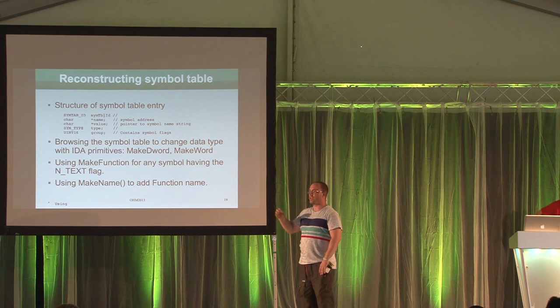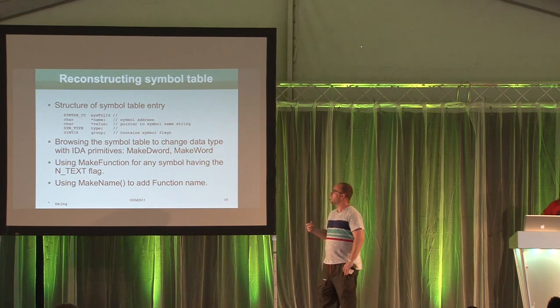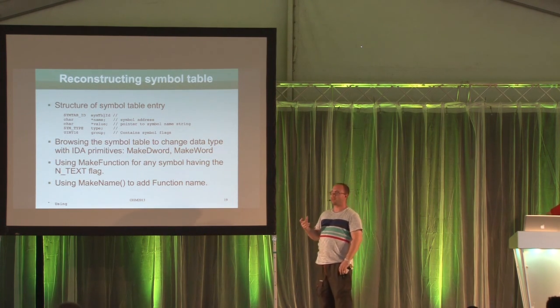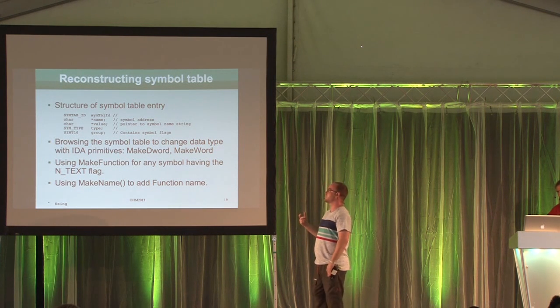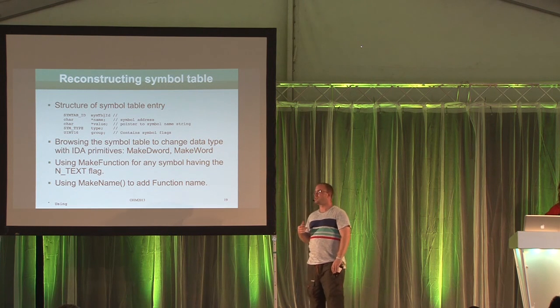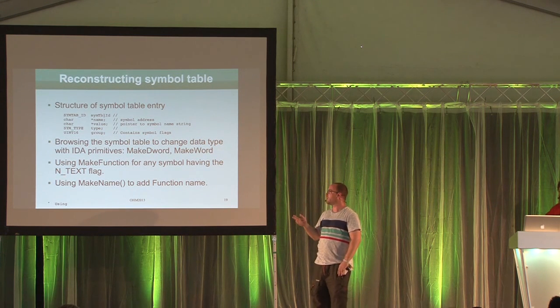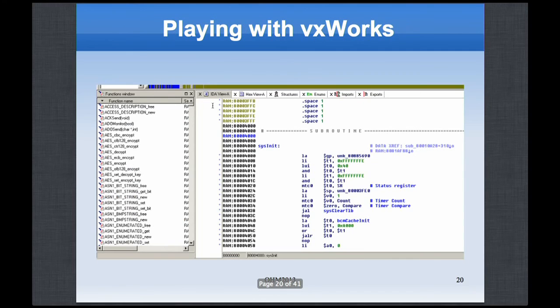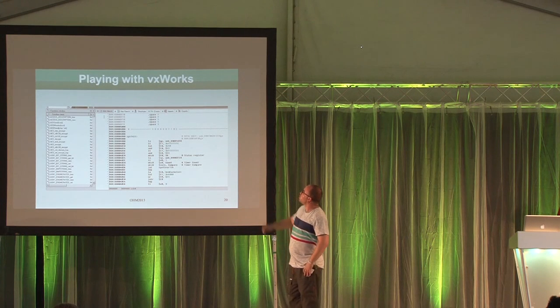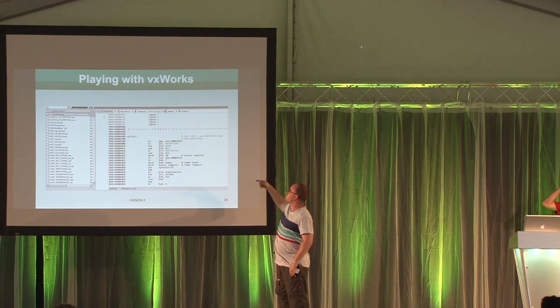So the first thing, for each entry of the symbol table, we use MakeDWord and MakeWord to create the appropriate types. Then using MakeFunction, we can tell IDA, okay, at this address, this is a function, and it will make IDA start the analysis and build the graph and references. The last one, MakeName, helps you push a new function in the function list on the left, so that you can search for functions more easily later. After running the script, we get this version of IDA. You can see now we have function names, we have cross-references, so we can browse the file more easily.